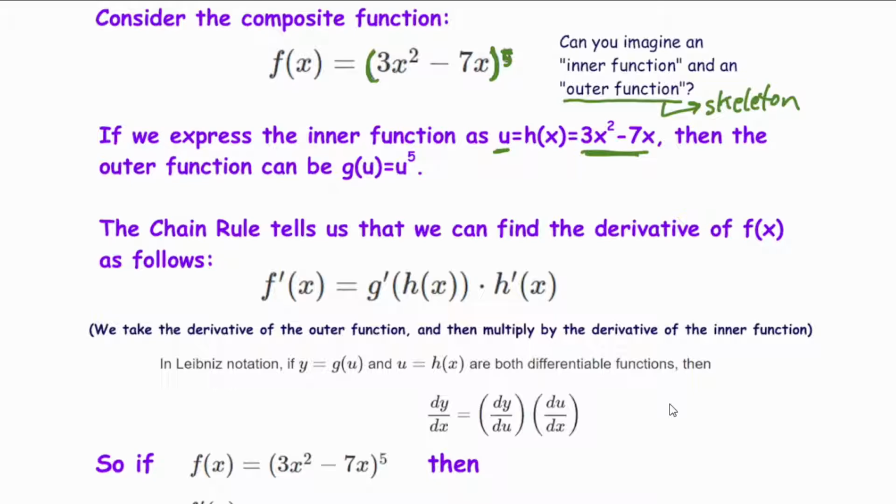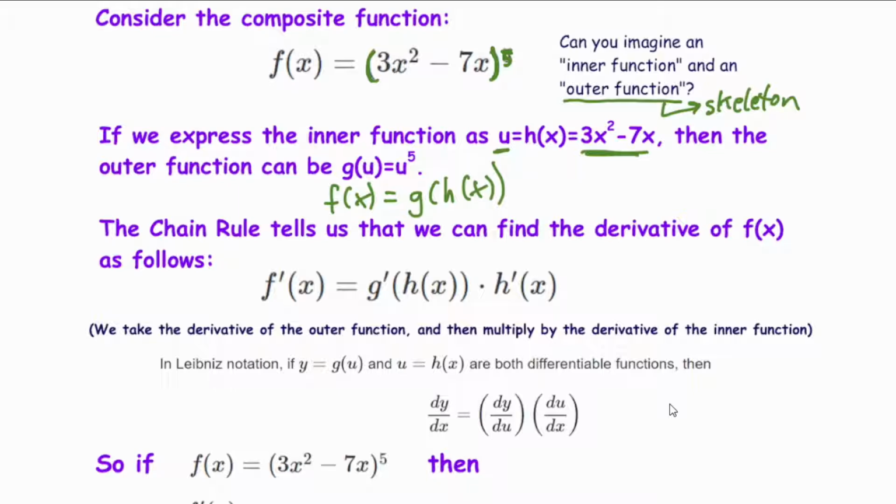So if we have f of x equals g of h of x, then our derivative is going to be: we take the derivative of our outer function, g prime, h of x stays inside as the argument, times h prime x.